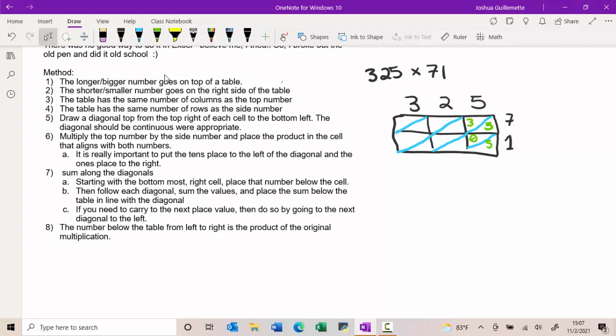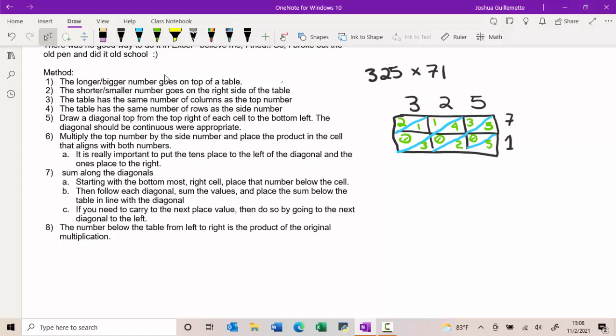2 times 7 is 14. So again, the tens places go over here, the ones places over here. 2 times 1 is 2. Again, you don't have to write the 0, but I just like doing it just to make sure that that's the tens place and this is the ones place. 3 times 7 is 21. And 3 times 1 is 3. Okay? So now I've made all of the multiplication.